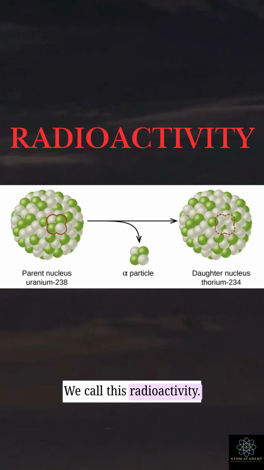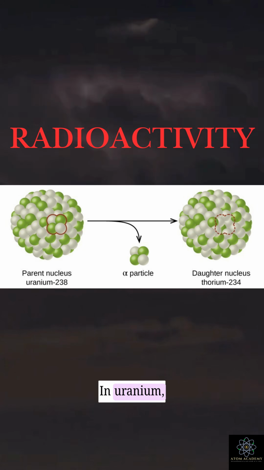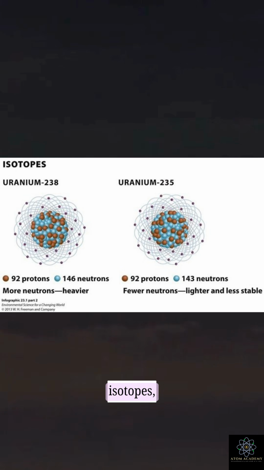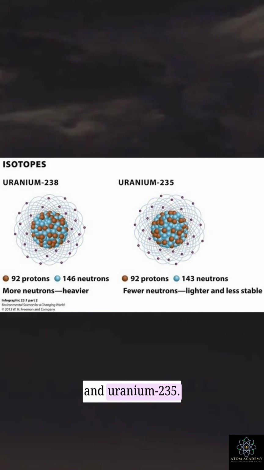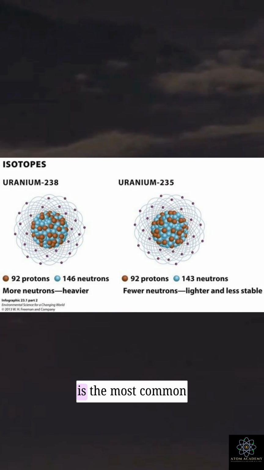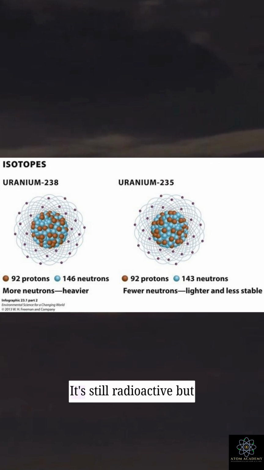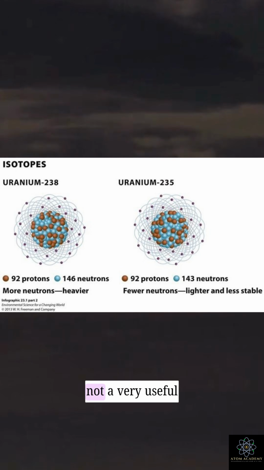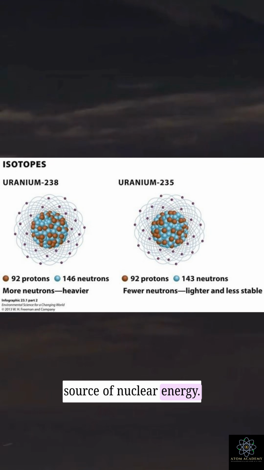We call this radioactivity. In uranium, there are two identified isotopes, uranium-238 and uranium-235. Uranium-238 is the most common isotope. It's still radioactive, but not a very useful source of nuclear energy.